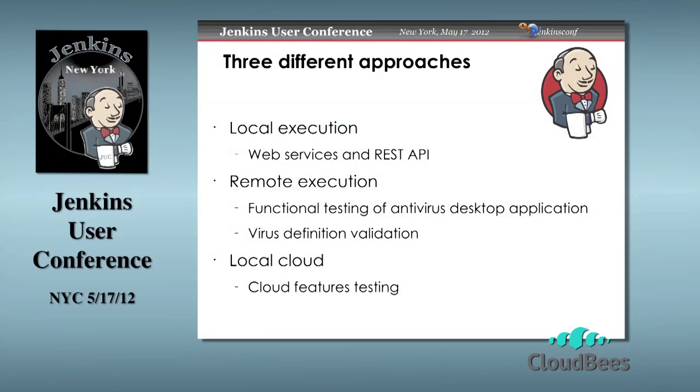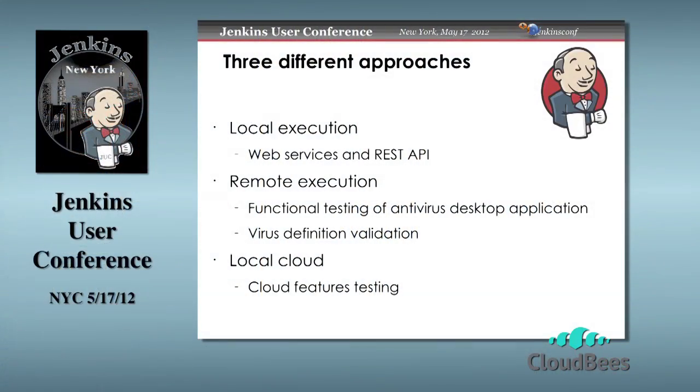As I've mentioned on the previous slide, functional testing of a desktop application cannot be done on the same machine as Jenkins runs. We've got that huge configuration matrix. So we have to run these tests on different machines than Jenkins runs on, for example, on virtual machines. And as I've mentioned before, the cloud testing doesn't make sense unless we integrate our Jenkins jobs, our Jenkins tests, into some infrastructure. I'll explain that in detail later.